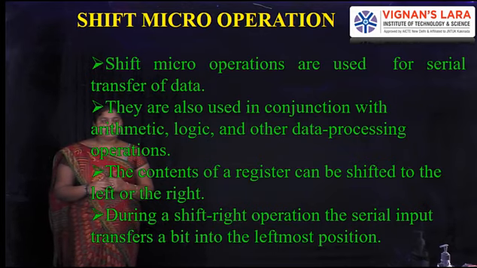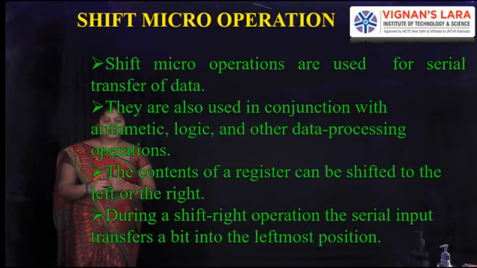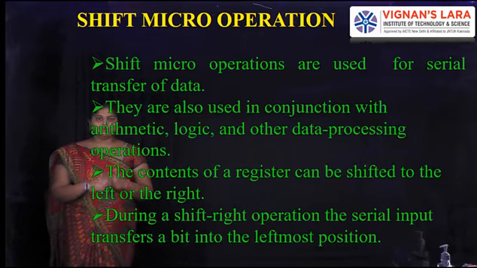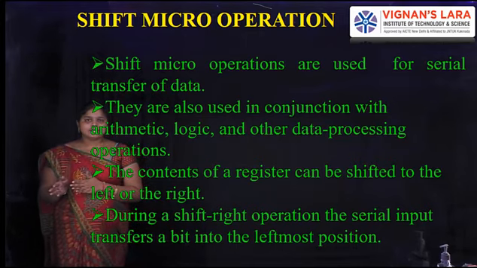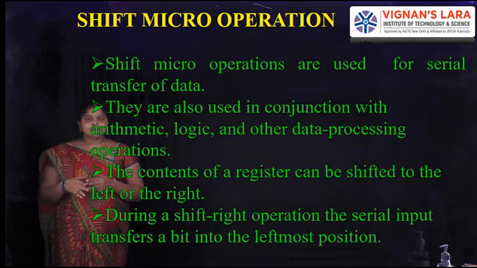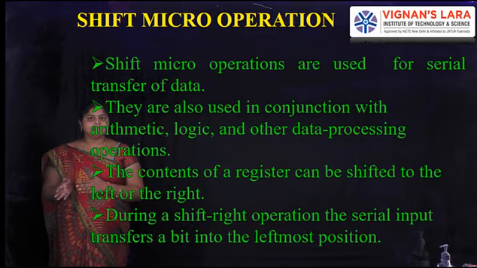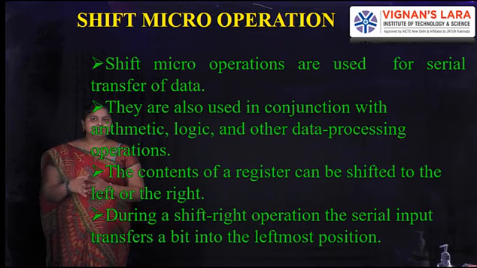The content of a register can be shifted from left to right or right to left. Say R1 is on the right side and R2 is on the left side. The content is transferred from R1 to R2 or from R2 to R1. The data can be transferred in both directions by using the shift micro operation.